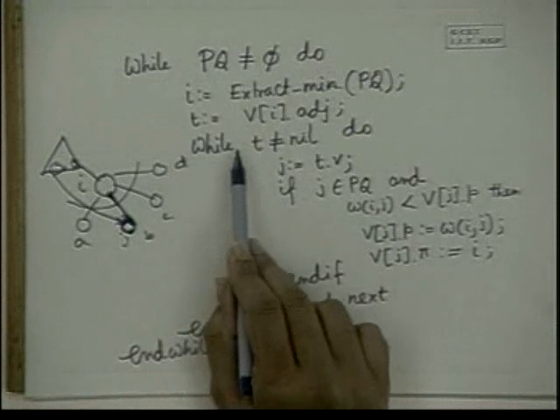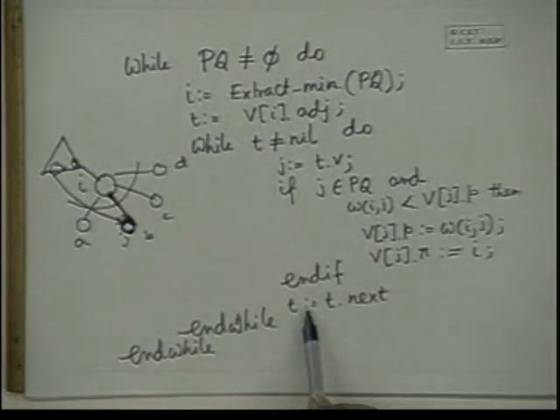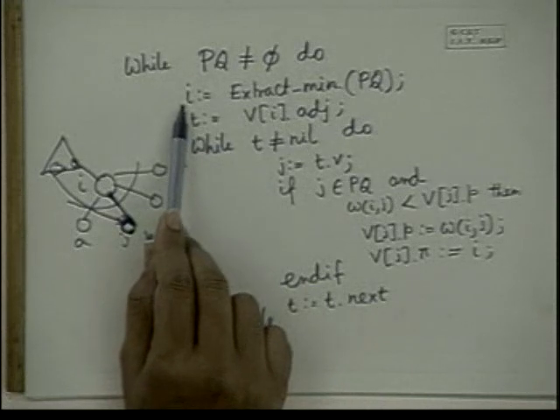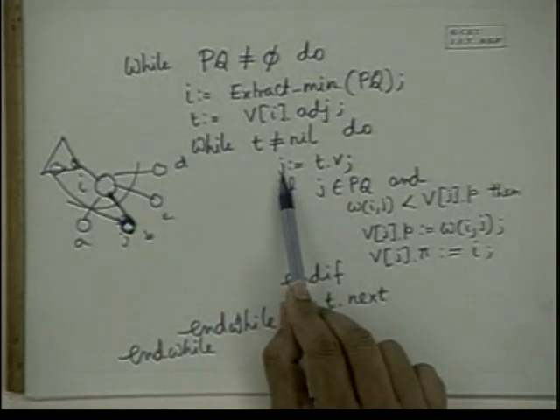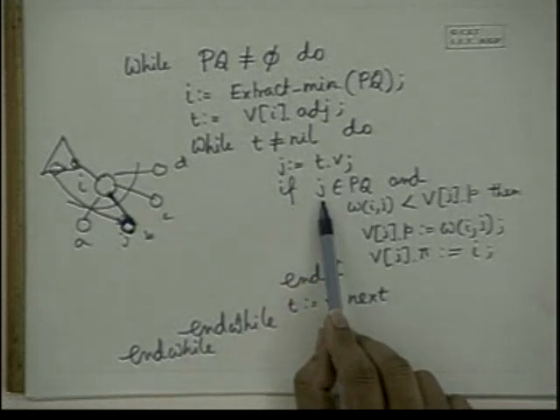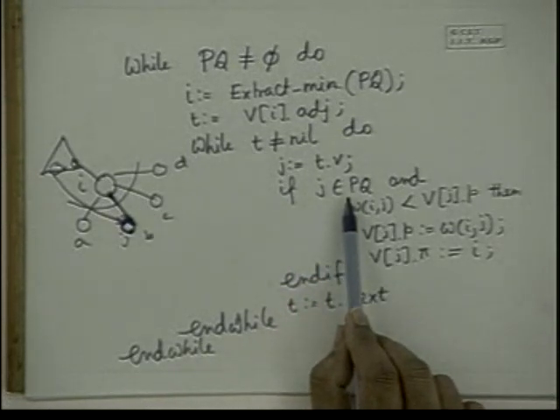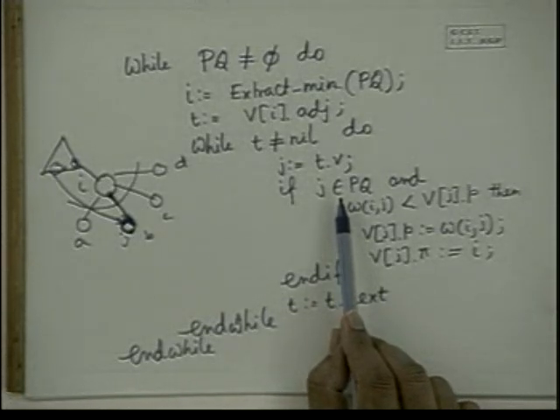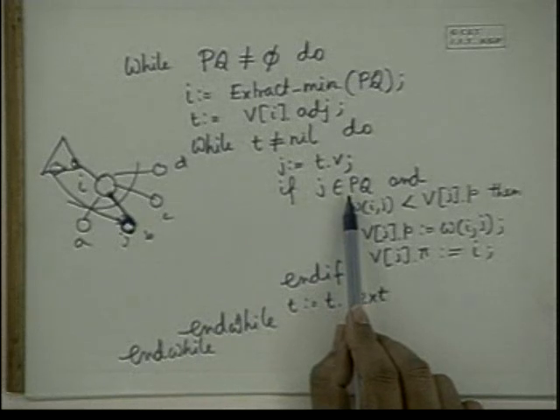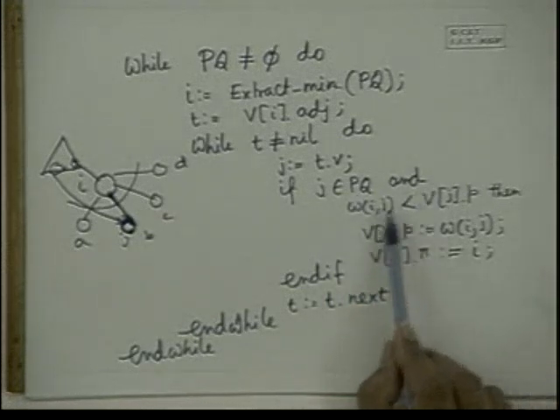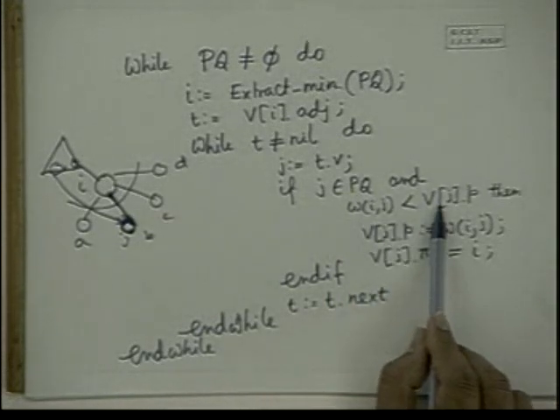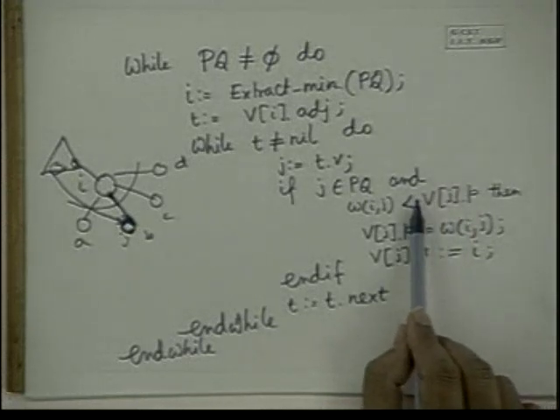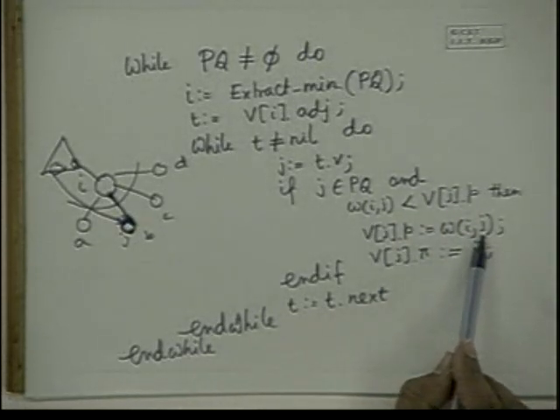You can check now. While t not nil is going over the loop of the adjacency list of the neighbors of i, it's taking one neighbor j, which is equal to t dot v. It's checking whether j already belongs to the priority queue. Its neighbor might have been already taken into the minimum spanning tree, then you should not do anything to it. First of all, it should belong to the priority queue. That means it has not been taken into the minimum spanning tree already. That's why this check, and it's checking now whether this edge weight is less than the already existing priority value of j. If it is, then you set it. You take the minimum.